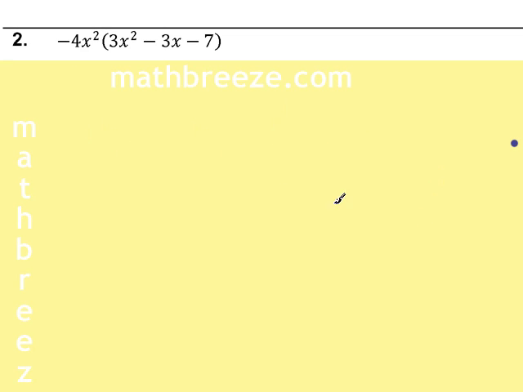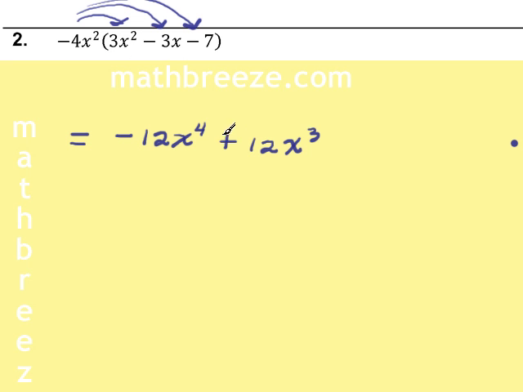Number two, we do the same way, just multiply through. So we start out with negative 12 x to the 2 plus 2, that's x to the 4. And then negative times negative, so we have positive 12x cubed. And another positive 28x squared.